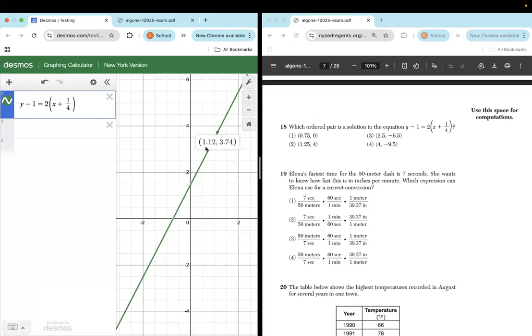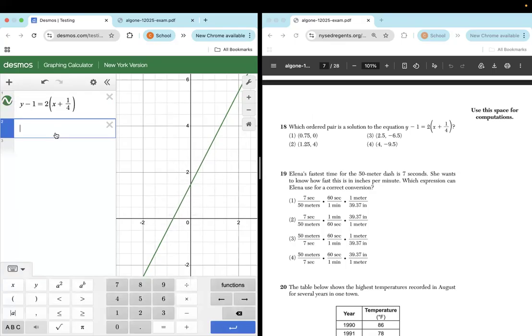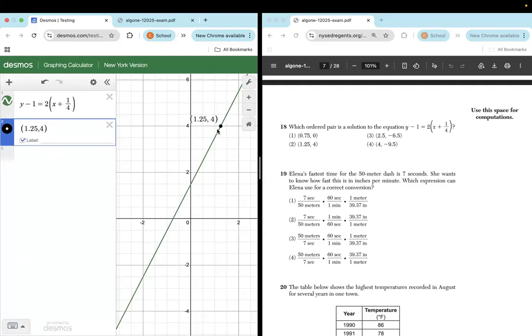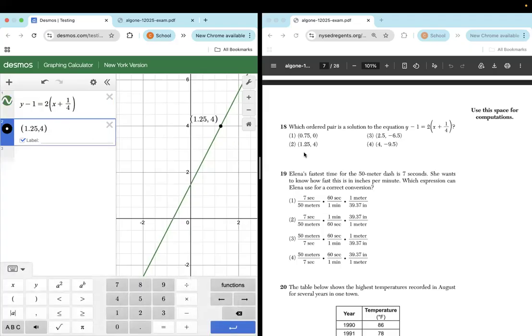Again, like I showed you, you can click and drag, but I like also to just plot it and see. So the first point is not on the line. Let's check the second choice. Oops. 1.25, 4. That point is right on the line, so it's a solution to this equation. So 1.25, 4 is my answer.